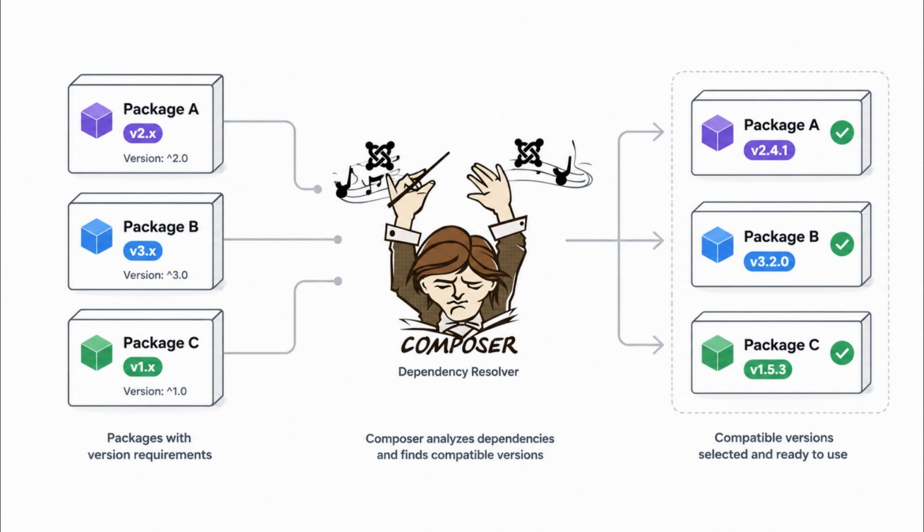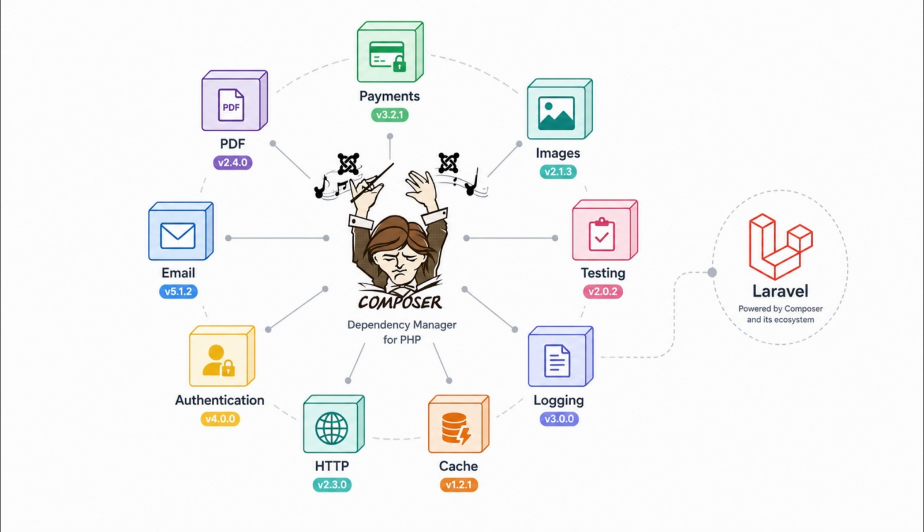Composer solves version conflicts automatically. It reads what every package needs and finds versions that work together. No more guessing, no more manual fixes. It also gives every PHP developer access to thousands of ready-made packages. Payment processing, PDF generation, image handling. Someone already built it. Composer installs it in seconds. That's why Composer isn't optional in Laravel. It's the foundation everything else sits on. And behind the scenes, it manages all of this using two simple files. Let's look at what those two files actually do.